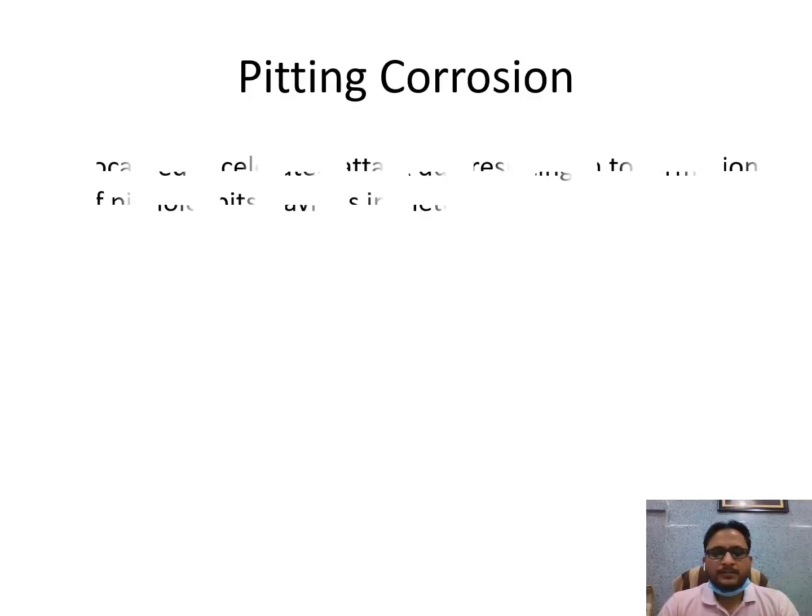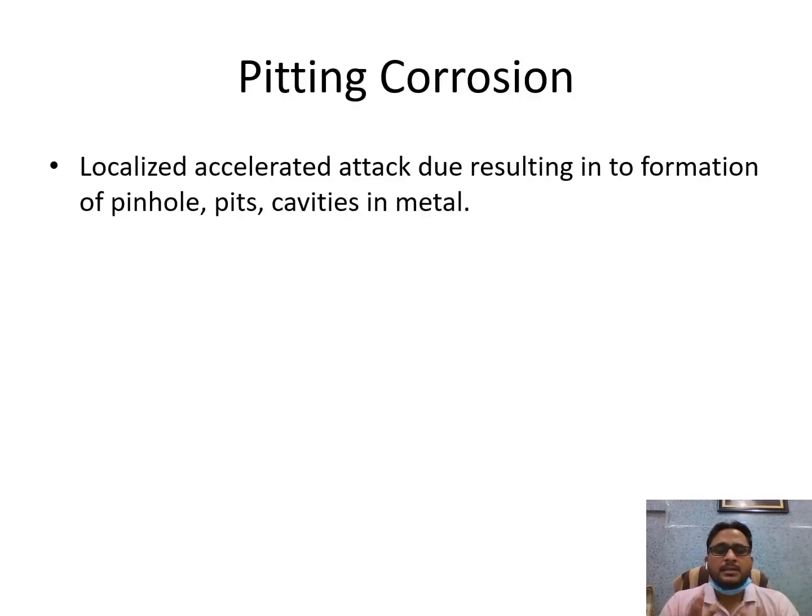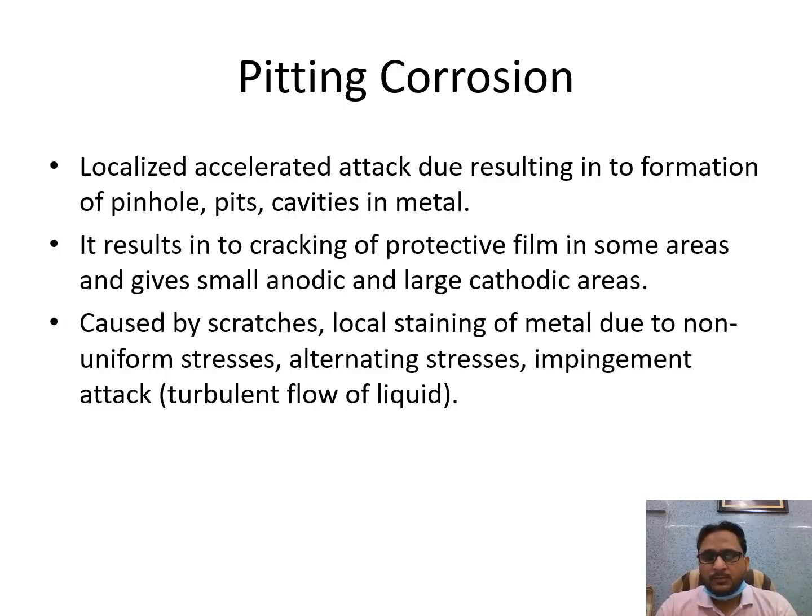Dear students, I hope you remember that in the last class we studied till passivation. We have completed the passivation phenomena. Now, today's topic is pitting corrosion. Pitting corrosion is basically a localized aerated corrosion, because the exposed region again gives rise to anodic and cathodic areas.